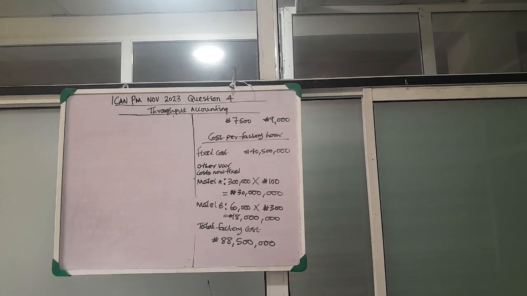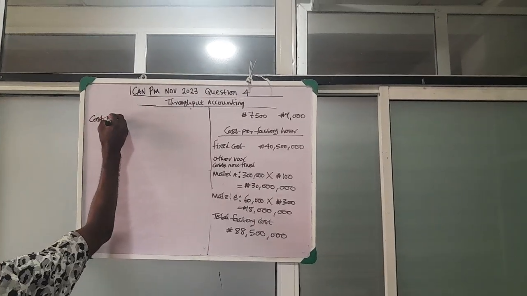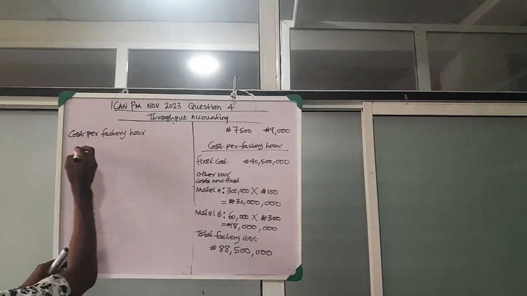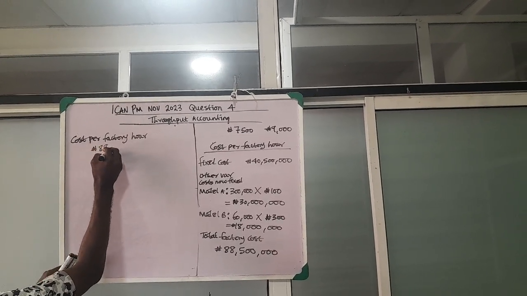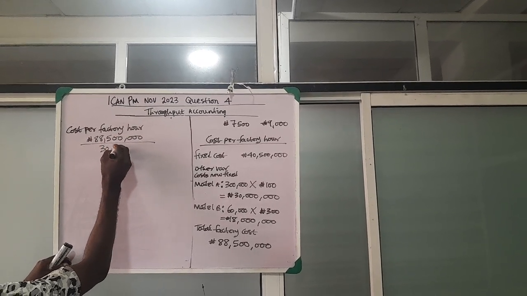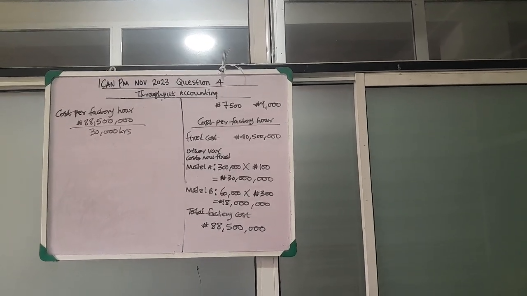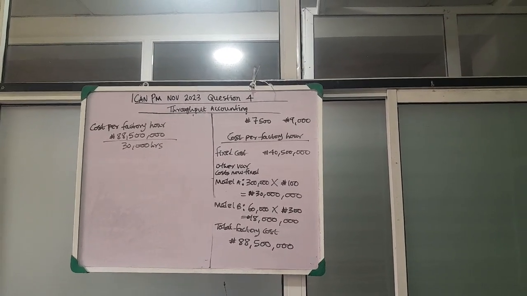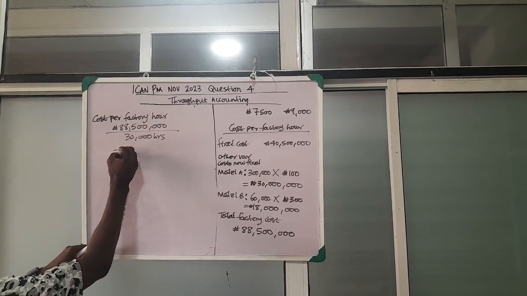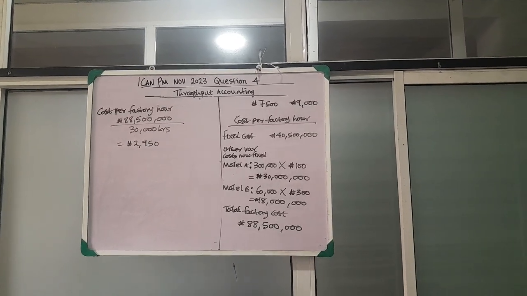So cost per factory hour is now 88,500,000 divided by the 30,000 hours that they say is available. So 88,500,000 divided by 30,000 hours will give us 2,950. This 2,950 is now the cost per factory hour.